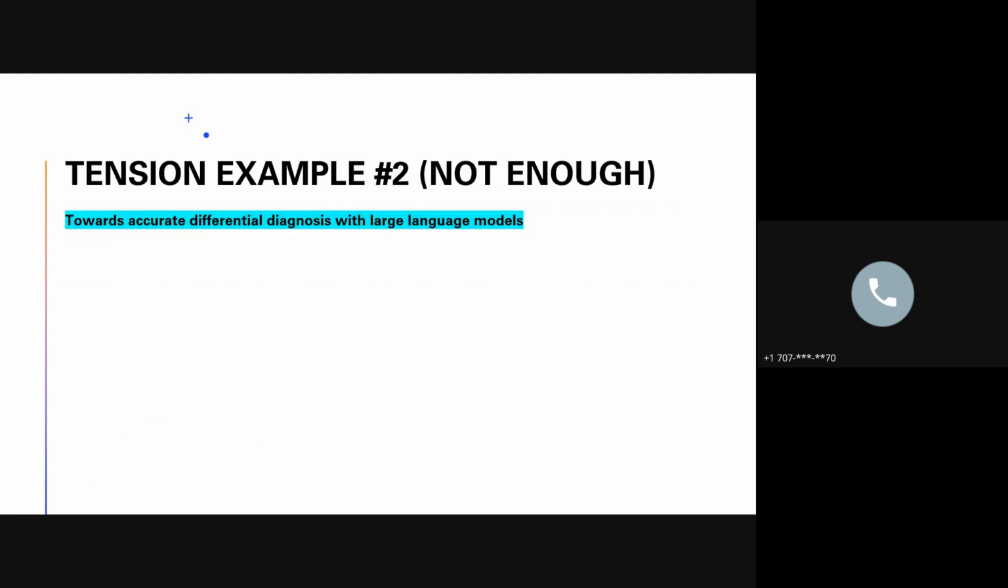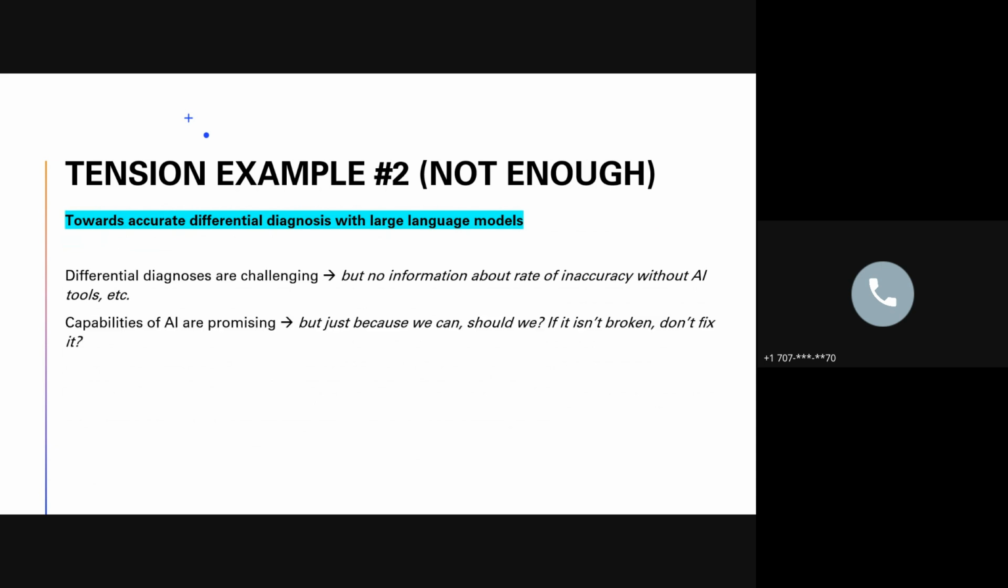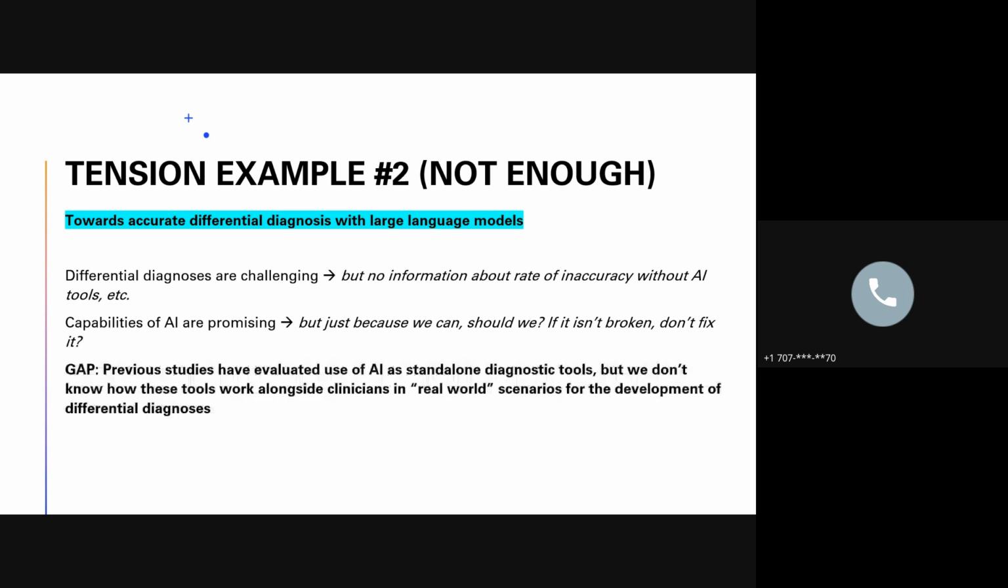Let's look at the other example, the large language model. Again, this is from the article, and I don't think that they establish enough tension. They said differential diagnoses are challenging, but they don't provide any information about the rate of inaccuracy of differential diagnoses without AI tools. So it's a little bit like, yeah, they're challenging, but are we doing okay at achieving this? If so, do we need to intervene? They say the capabilities of AI are promising, but I'm left asking, okay, but just because we can, should we? If it isn't broken, should we fix it? So they're not really saying that there's a clear reason why we should intervene with AI.